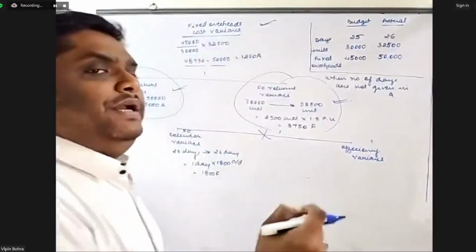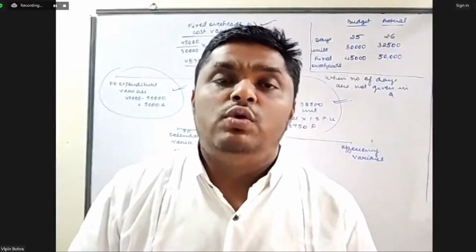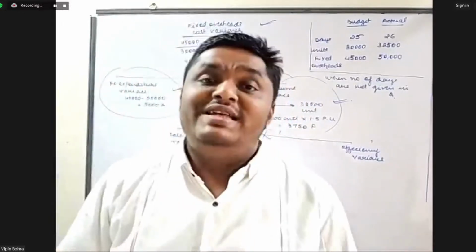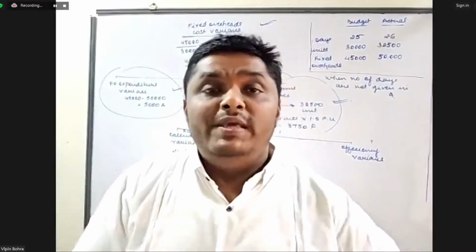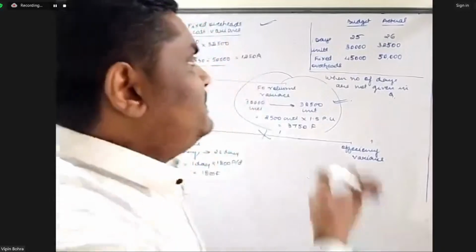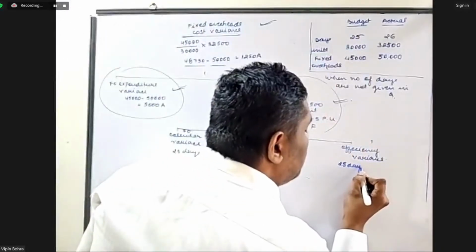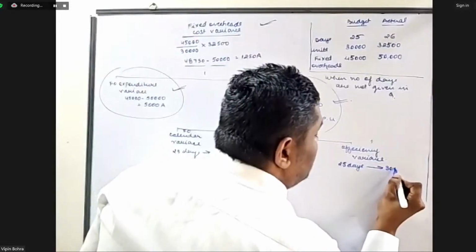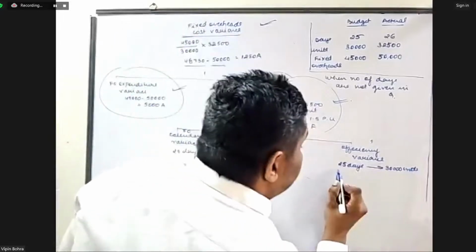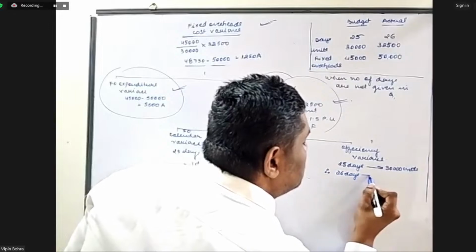Very important, guys, when talking about efficiency variance, till now what we used to do was compare the hours and the units. But here, no information is given as regards hours. So now we will be using days to calculate efficiency variance. How? Very simple, guys. 25 days, 30,000 units. Therefore, in 26 days, how many units?